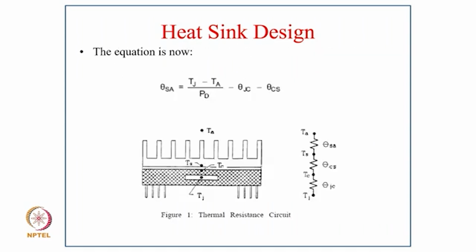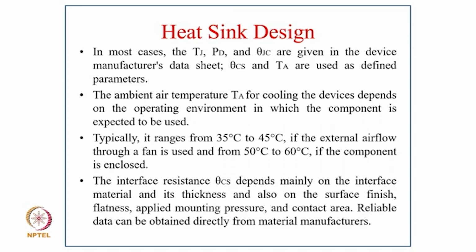So the equation for the thermal resistance of the heat sink is theta S equals Tj minus Ta divided by Pd, minus theta Jc minus theta Cs. As you can see in the equivalent circuit, starting from junction temperature Tj, we have theta Jc, then it comes to Tc, the temperature of the case, then it comes to Ts, the surface temperature, through theta Cs, and then it comes to the ambient temperature through theta Sa. In most cases, Tj, Pd and theta Jc are given in the device manufacturer data sheet, and theta Cs and Ta are user defined parameters.